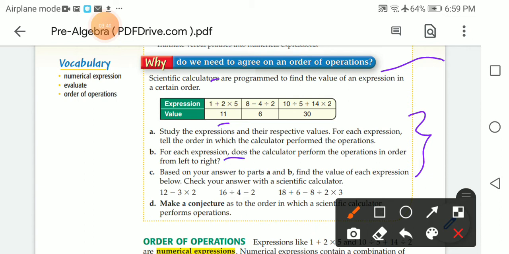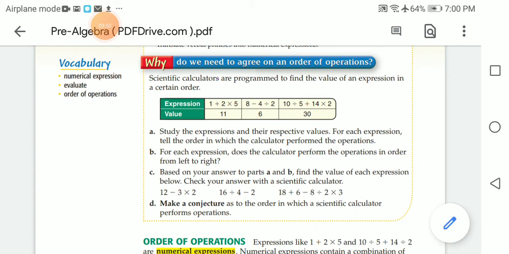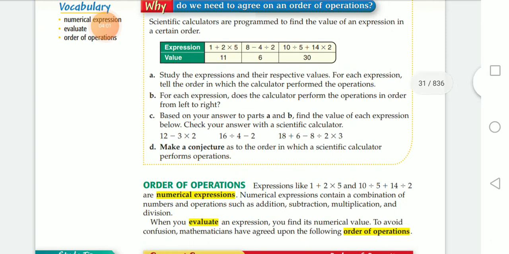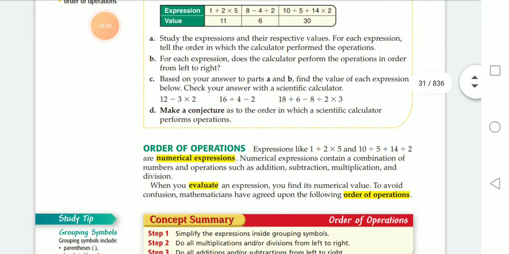For each expression, does the calculator perform the operations in order from left to right? Based on your answer to parts A and B, find the value of each expression below. Check your answer with the scientific calculators. Let's see, when I say here 12 minus 3 times 2, 16 divided by 4 minus 2, and so on. Make a conjecture as to the order in which a scientific calculator performs operations.